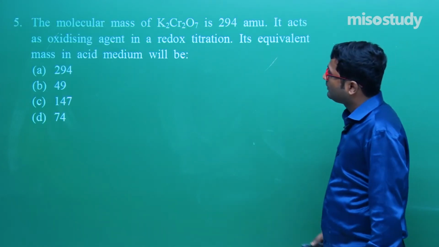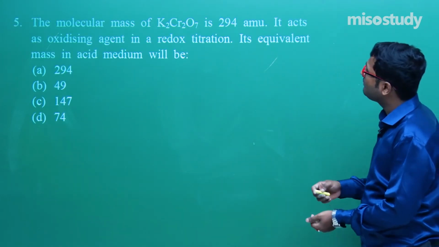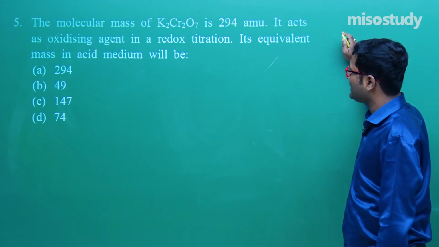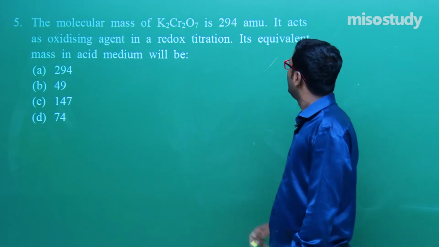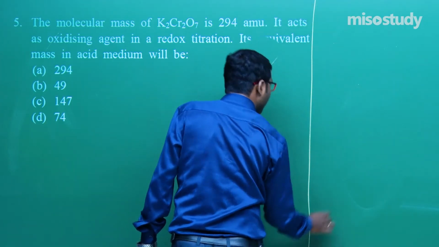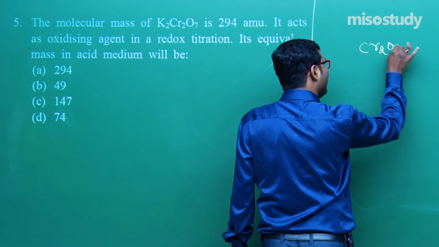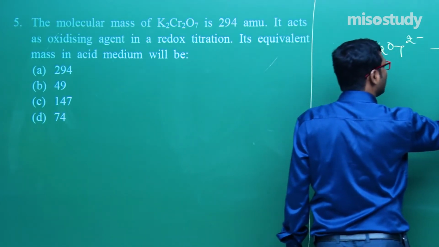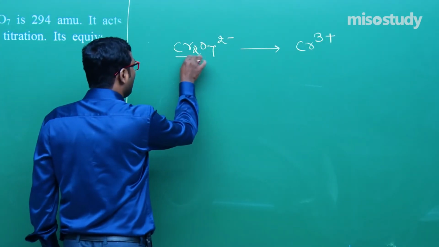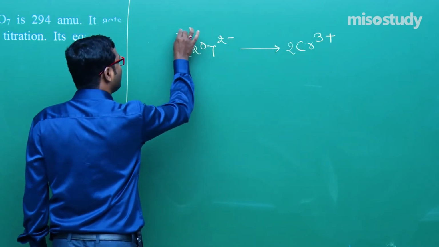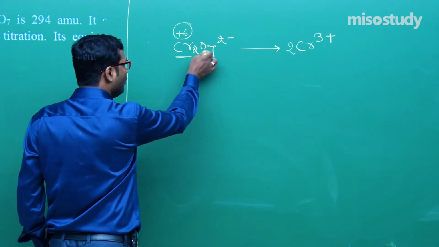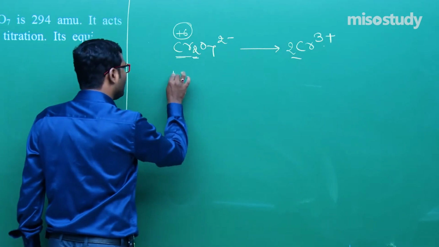Now, question number 5. The molecular mass of K2Cr2O7 is 294. Definitely, it acts as an oxidizing agent in a redox reaction. Redox titration, its equivalent mass in acidic medium. As we know, if there is an acidic medium, I have discussed lots of times, Cr2O7 is converted to Cr3 plus. Clear? Here chromium is in +6 oxidation state and here chromium is in +3 oxidation state. 2 Cr, here 2 Cr.